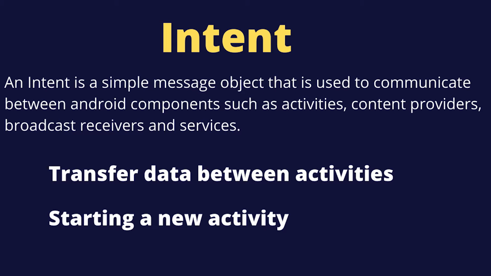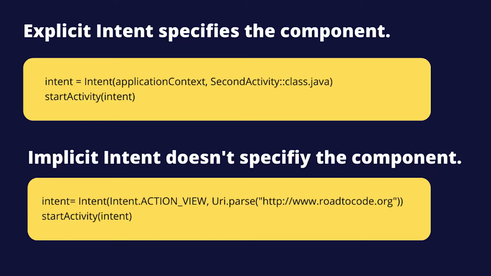Mainly there are two uses of intent: to transfer data between different activities, and we can start a new activity by using intent also. And it has two types: explicit intents and implicit intents. Now, how are these intents different from one another? In explicit intent, we explicitly provide the specific component to perform the task. For example, here I mentioned the second activity will perform the task.